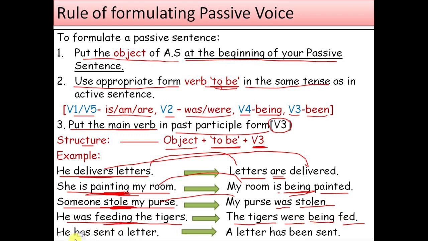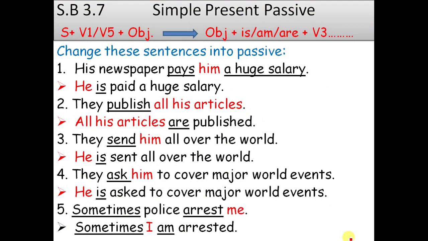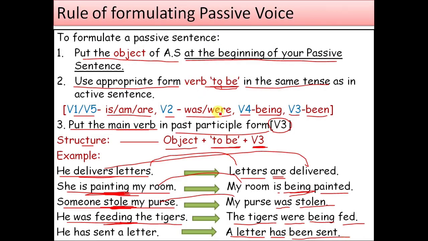And finally, he had sent a letter. So first the object, a letter, it is singular, therefore has. A letter has, here sent, see, had sent. So here the main verb is in V3 form, therefore we have to use been, or if it is perfect, has, have or had plus V3, we have to use been plus V3. A letter has been sent. In this way, while making passive, we first use the object and then we use the appropriate form of to be verb, is, am, are, was, were, being or been, and then we use V3.